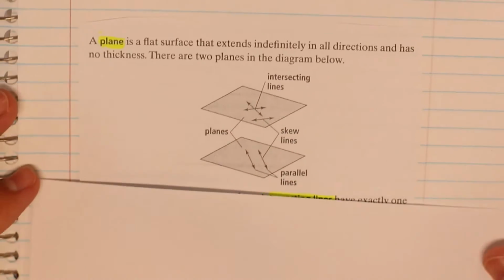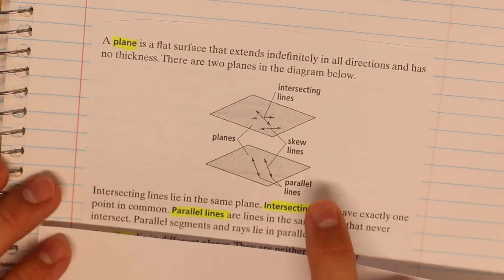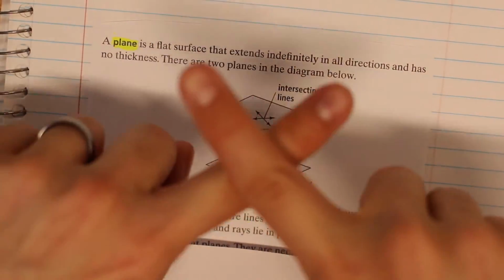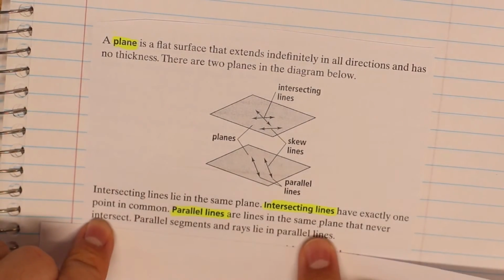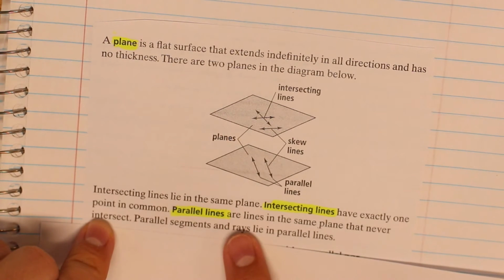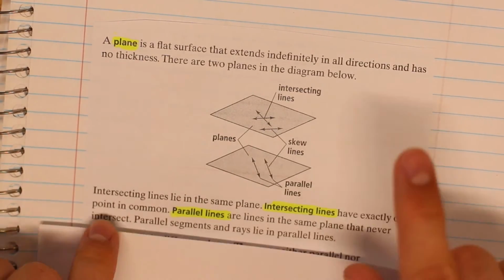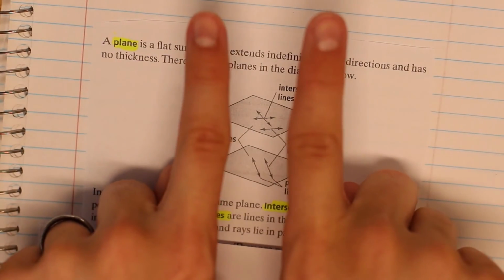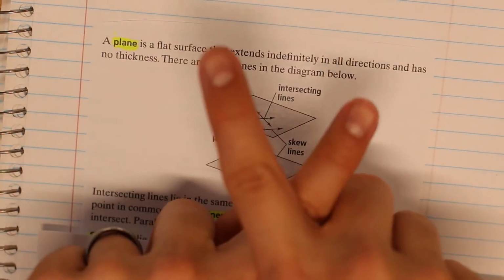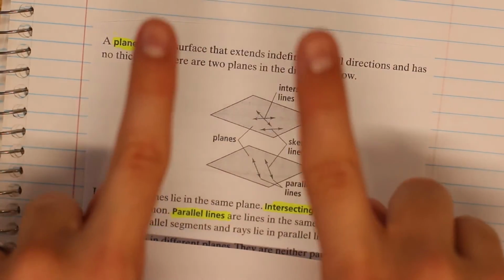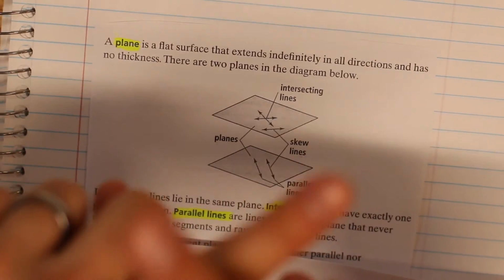And here are some definitions that we need. Intersecting lines lie in the same plane. Lines that intersect, basically like a road intersection, lie in the same plane. Parallel lines are lines in the same plane that never intersect. Parallel lines are like 2 railroad tracks. You have one bar this way, one bar this way. Those bars never cross. Intersecting lines intersect in some way, shape, or form, like roads at a stop sign.